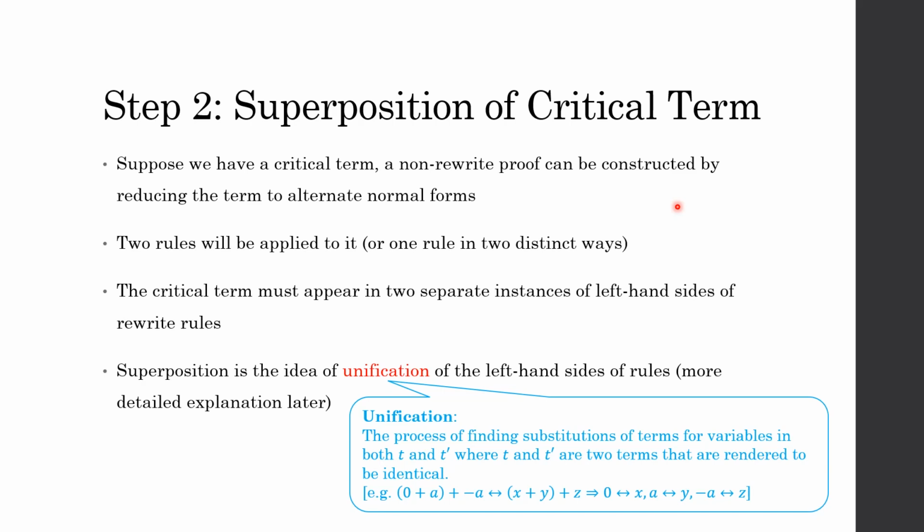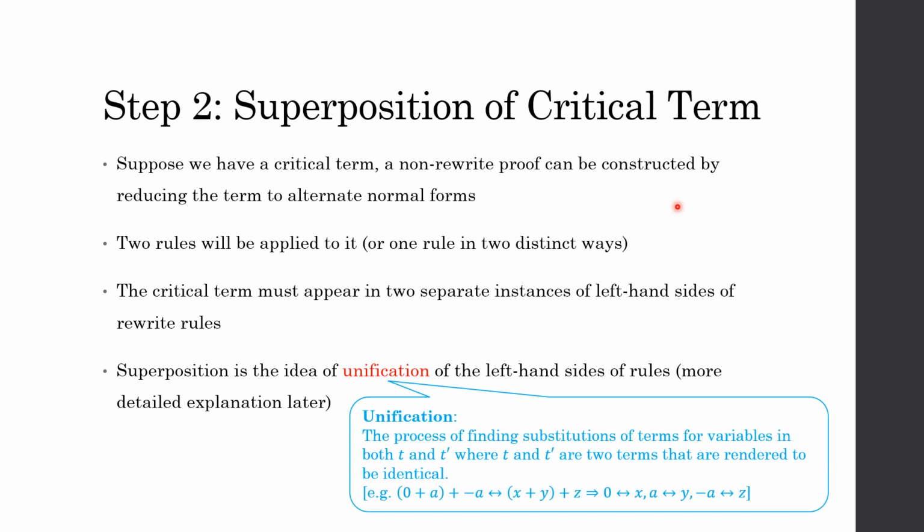The critical term must appear in two separate instances of the left-hand side of the rewrite rules, because in order for us to apply two rules and simplify the critical term into two different terms, the critical term must be similar to the two separate instances of the left-hand side of the rewrite rules. So superposition is the idea of unification of the left-hand sides of the rules, which I'm going to explain more later.